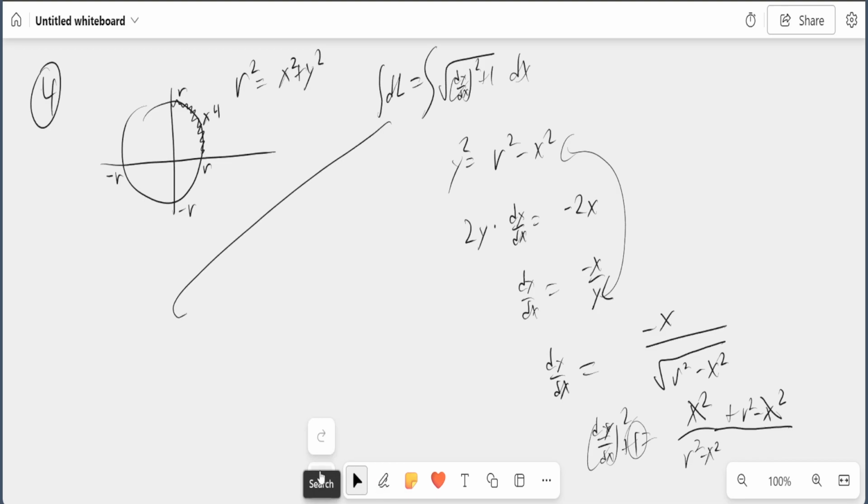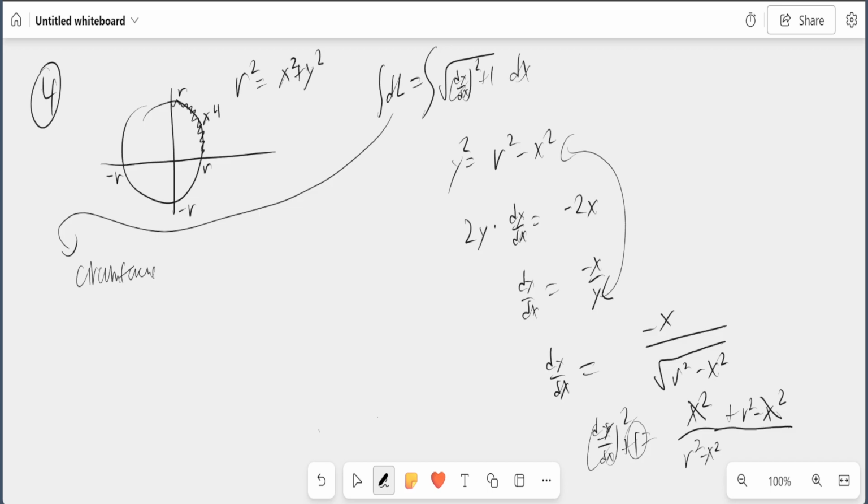Arc length is equal to, well, I'm just going to skip that part. I'm just going to say circumference is equal to 4 times, we want to go from 0, since we're doing this in terms of dx, 0 to r, of r squared over r squared minus x squared dx.